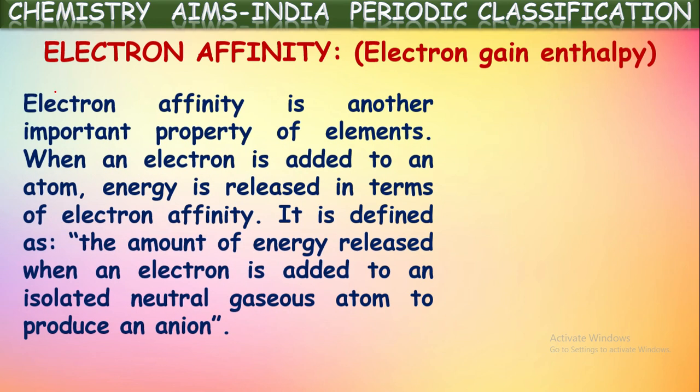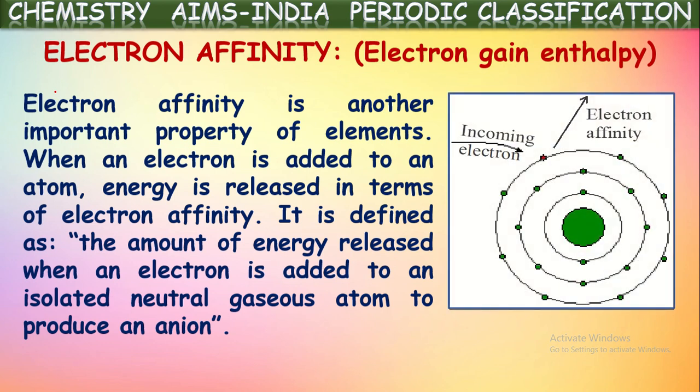This electron affinity is another important property of elements, just like ionization energy and atomic size of the elements. When an electron is added to an atom, energy is released in terms of electron affinity. So it is defined as the amount of energy released when an electron is added to an isolated neutral gaseous atom to make it an anion.